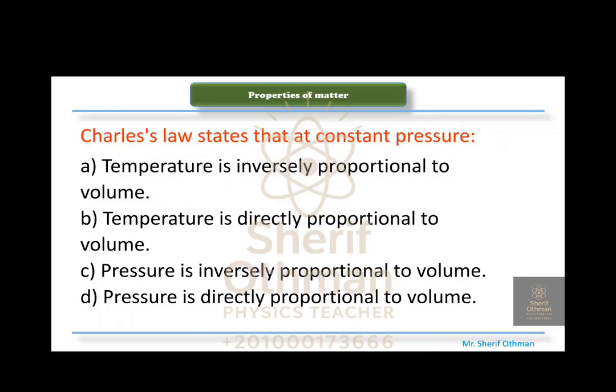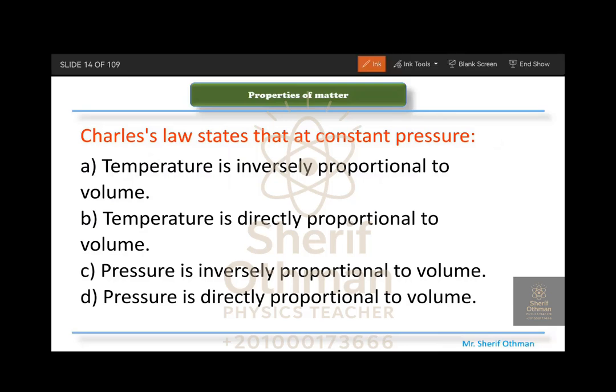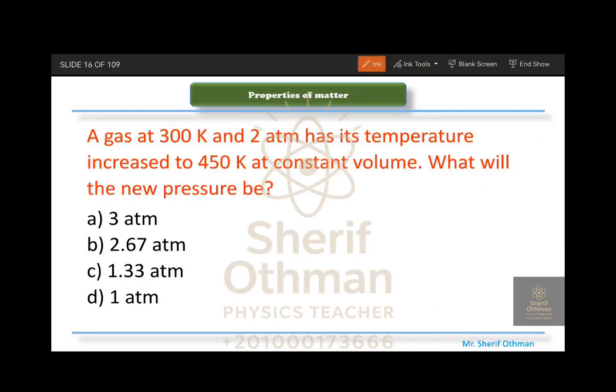Charles' law states that at constant pressure, the relation between volume and temperature is V1 over T1 equals V2 over T2. The relation between volume and temperature is a direct relation. So, temperature is directly proportional to the volume. A gas at 300 Kelvin and 2 atmospheric pressure has its temperature increased to 450 Kelvin at constant volume. What will the new pressure be?